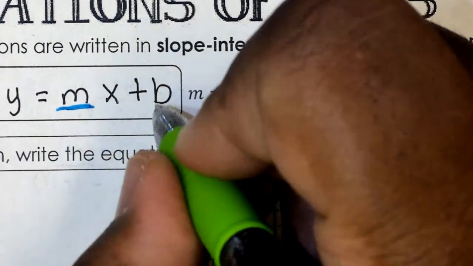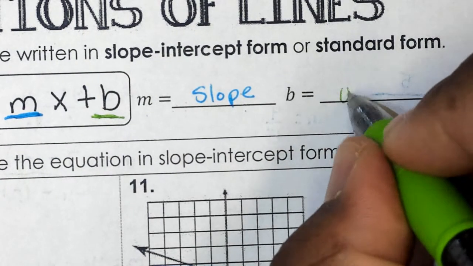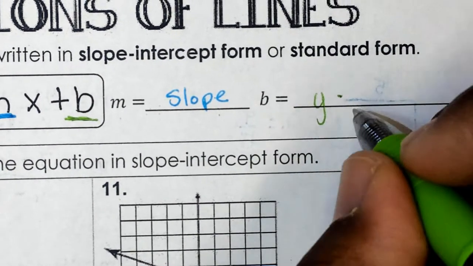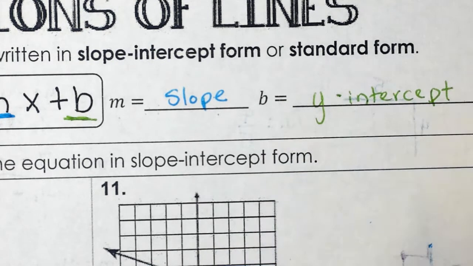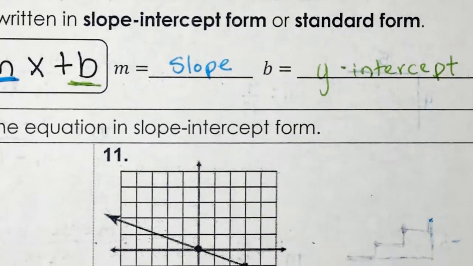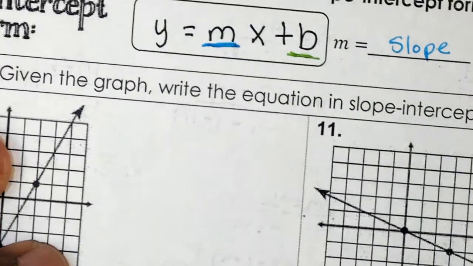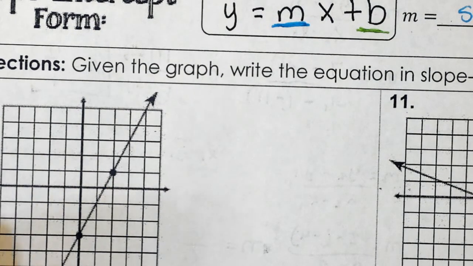The b represents our y-intercept. Y-intercept, where our line touches the y-axis. These are the two things you need to write a slope-intercept form equation. And if you can write a slope-intercept form equation, that means you're going to graph a line based off of it too. You should be able to work both ways.